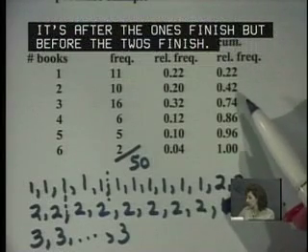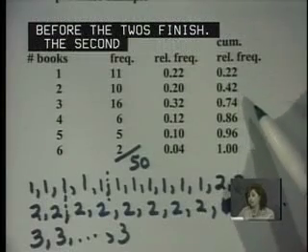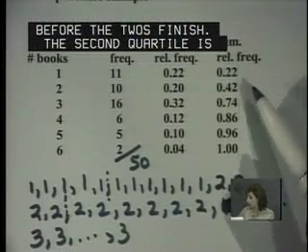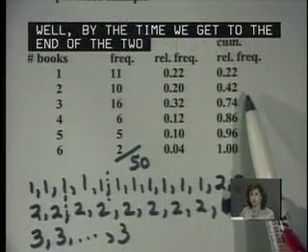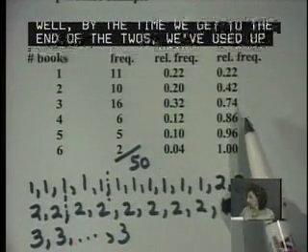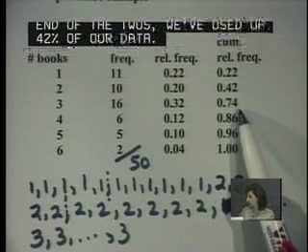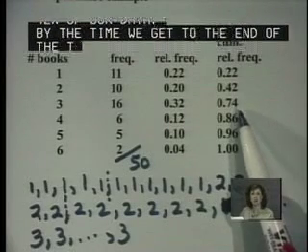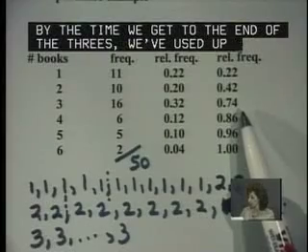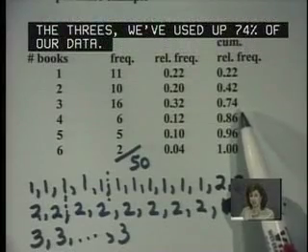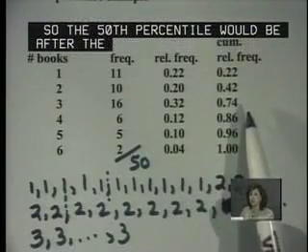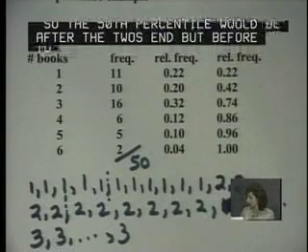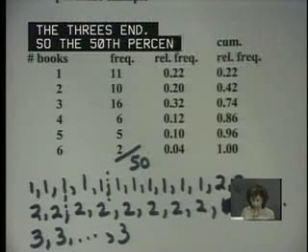The second quartile is the 50th percentile. Well, by the time we get to the end of the twos, we've used up 42% of our data. By the time we get to the end of the threes, we've used up 74% of our data. So the 50th percentile would be after the twos end, but before the threes end. So the 50th percentile would be a 3.